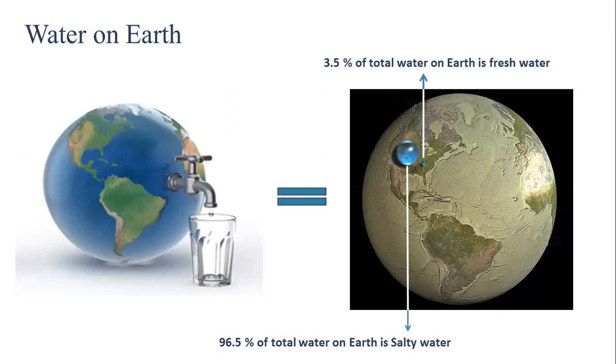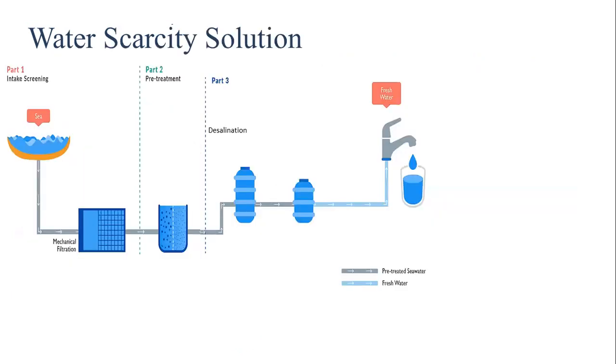But 96.5% of it is salty water from the ocean. Now, in order to solve this problem, either we decrease our water usage, which is impossible, or we try to make salty water into fresh water for us to use. Here come the water desalination techniques.